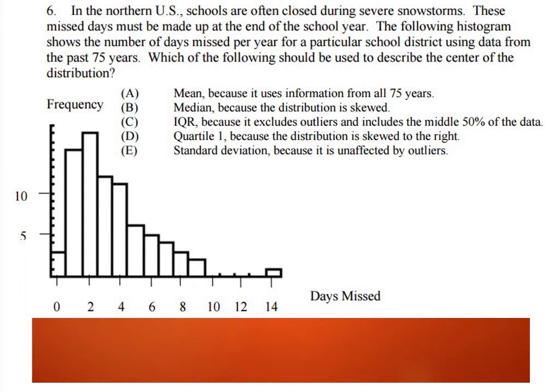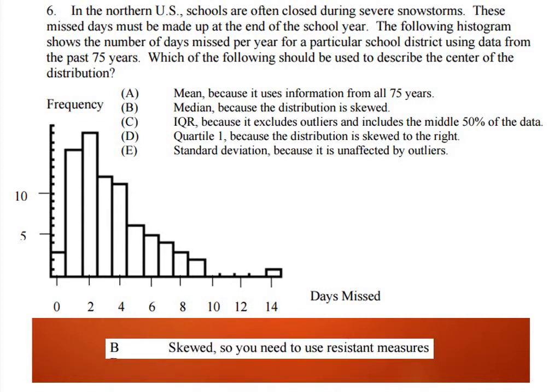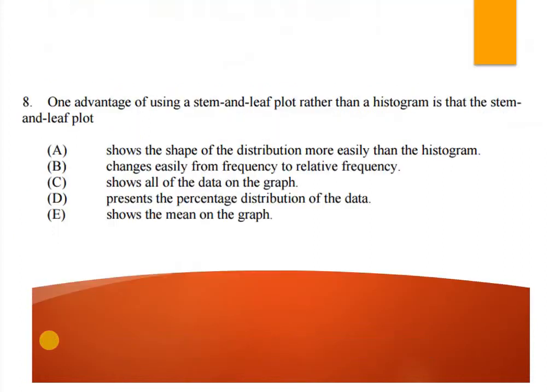Okay? So what can I eliminate from this? IQR and standard deviation, those are measurements of spread. Quartile 1 is a location, but it's not the center. So am I going to be using the mean or the median? Median. Skewed data, go to the median. Okay? Median is more resistant to those outliers. Okay? Try this one.